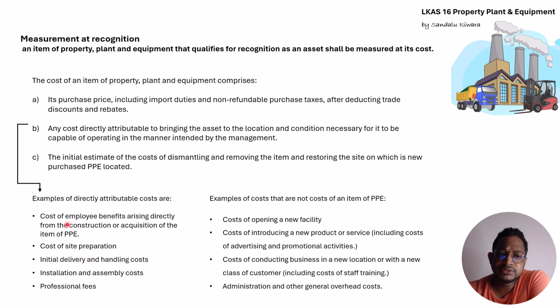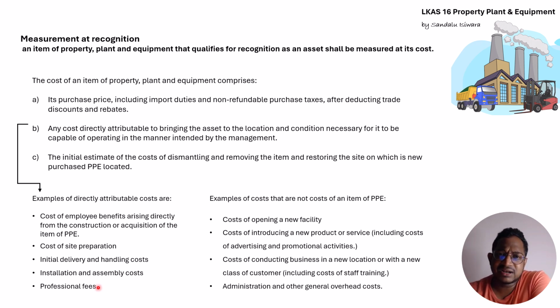So, what are the examples of directly attributable cost? The things mentioned here. Cost of employee benefits arising directly from the construction or acquisition of the item of PPE, cost of site preparation, initial delivery and handling cost, installation and assembly cost, and professional fees.